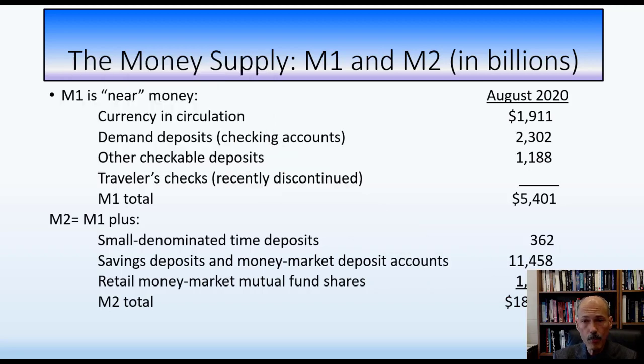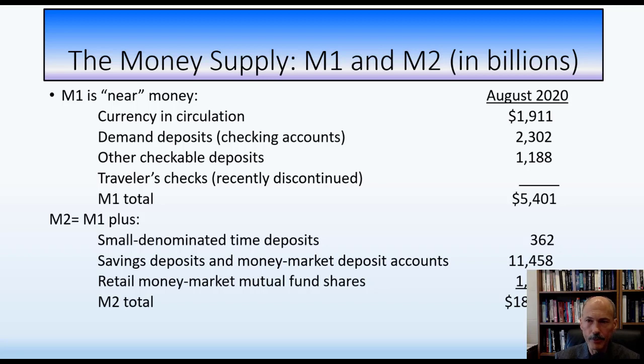So we have M1 and we have M2. M1 is kind of moved off to the side and we use M2. These are called money aggregates, M1 and M2. So here we have it in billions. So basically at the bottom there, you look at M2 total. It's basically $18 trillion that we have in M2 money supply.